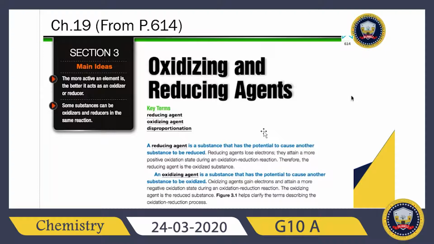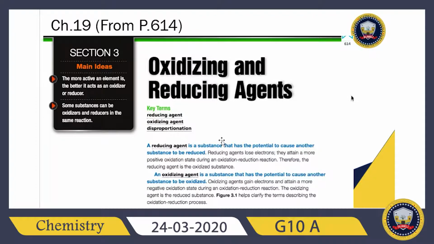Don't worry, I will explain to you later. Reducing agents lose electrons. They attain a more positive oxidation state during an oxidation-reduction reaction. Therefore, the reducing agent is the oxidized substance. Now, an oxidizing agent is a substance that has the potential to cause another substance to be oxidized.